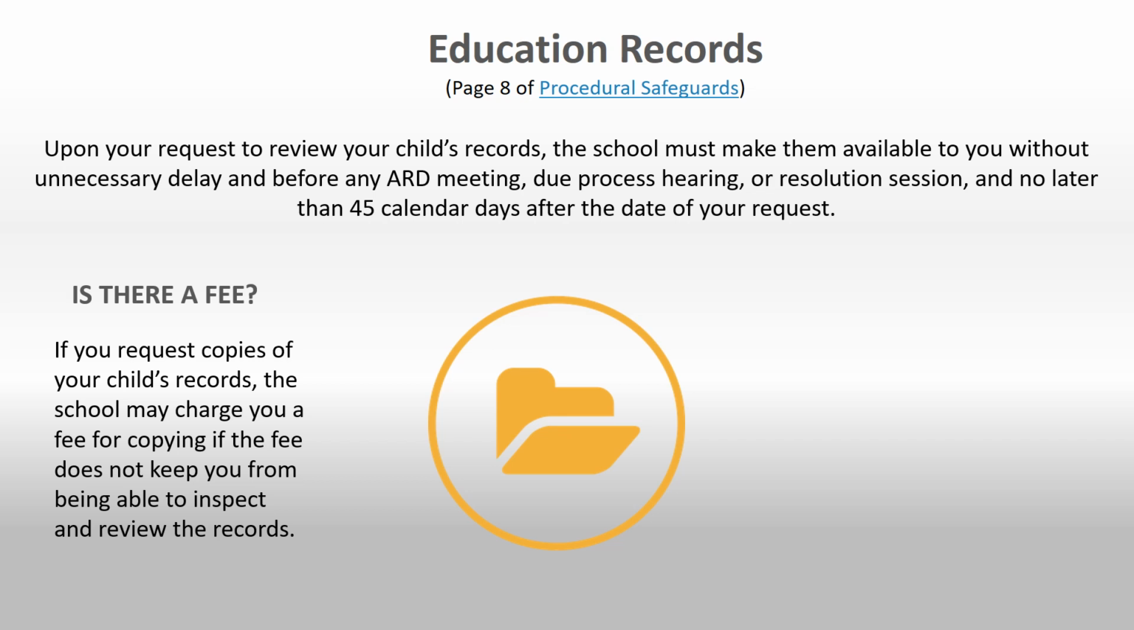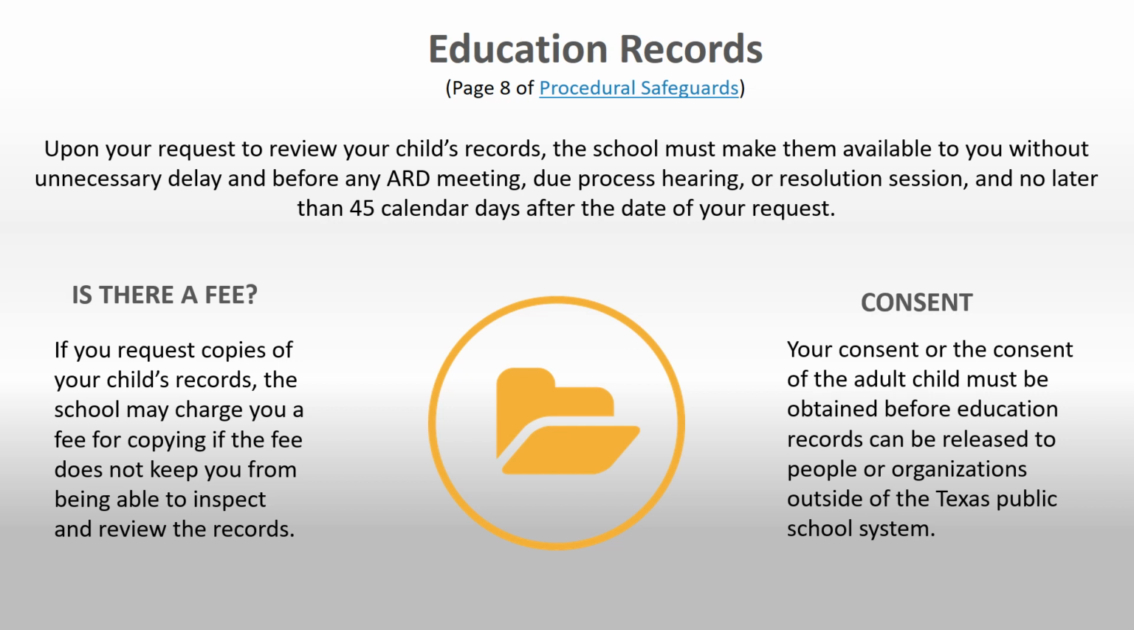If you request copies of your child's records, the school may charge you a fee for copying if the fee does not keep you from being able to inspect and review the records. Your consent, or the consent of the adult child, must be obtained before education records can be released to people or organizations outside of the Texas public school system.